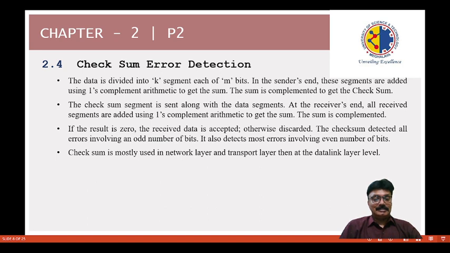This checksum is mostly used in the network layer and transport layer, rather than at the data link layer level. So this checksum error detection method is used in these layers of the OSI model.